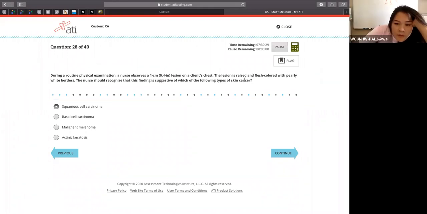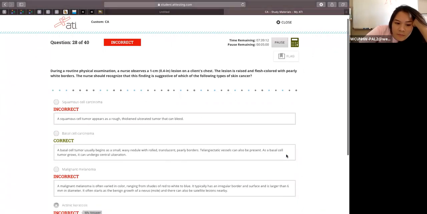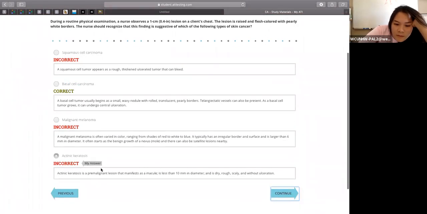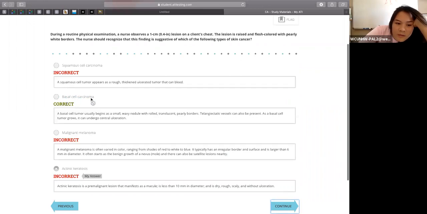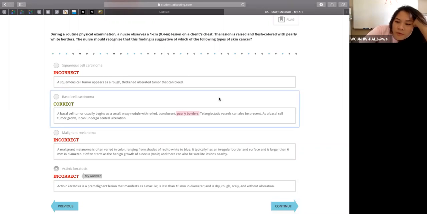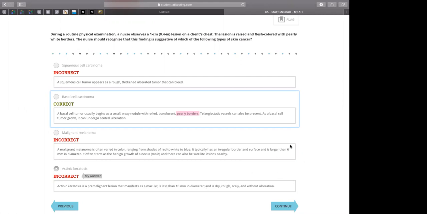So the main information that you need to know is the pearly white borders, because that signifies this cancer. That's not cancer. Actinic keratosis. Oh, I guess not. B. It was A or B. So it is B, basal cell carcinoma. Usually a small waxy nodule. Oh, pearly borders. Pearly borders. So basal cell carcinoma. Rough, scaly. Okay.